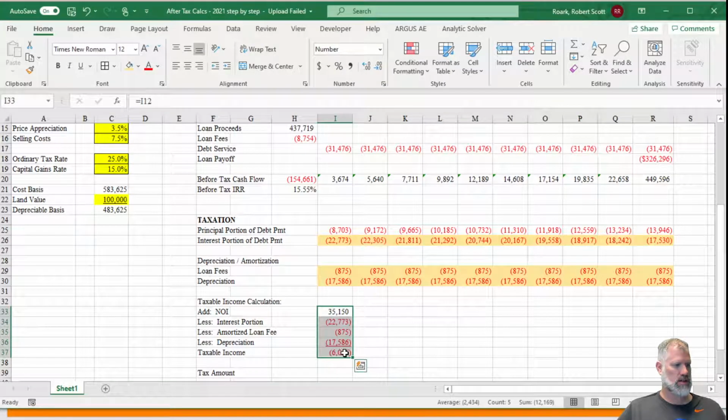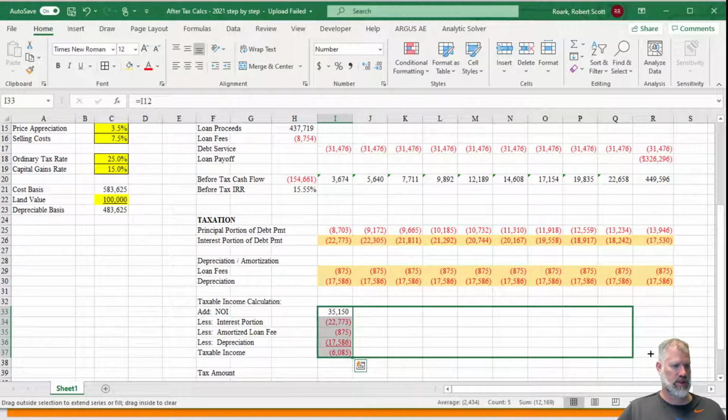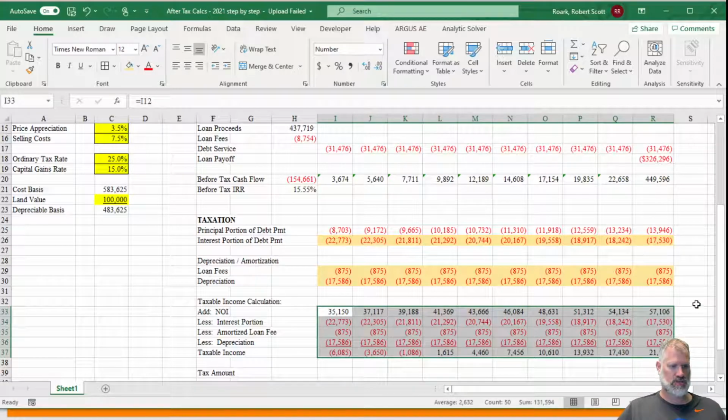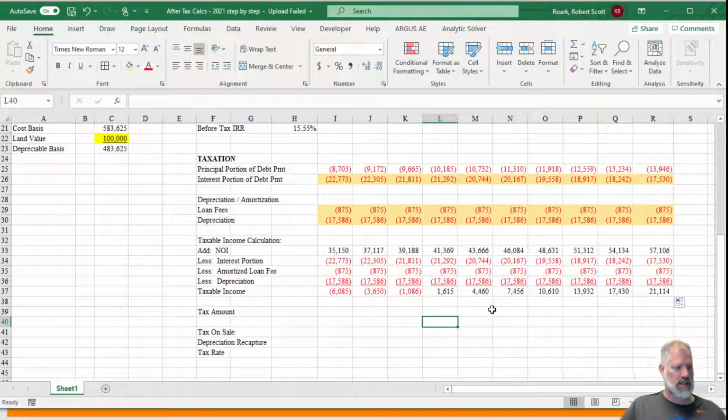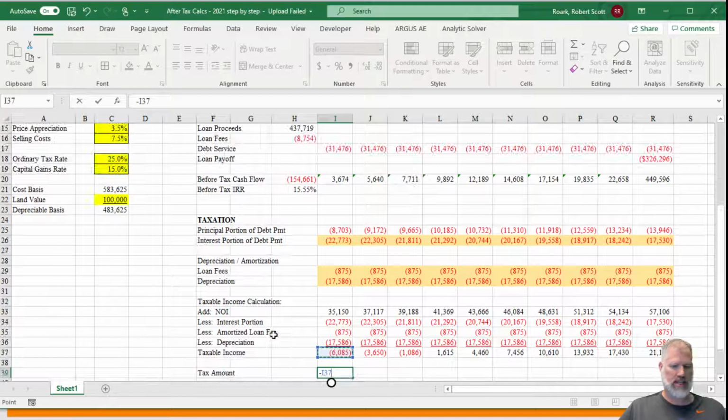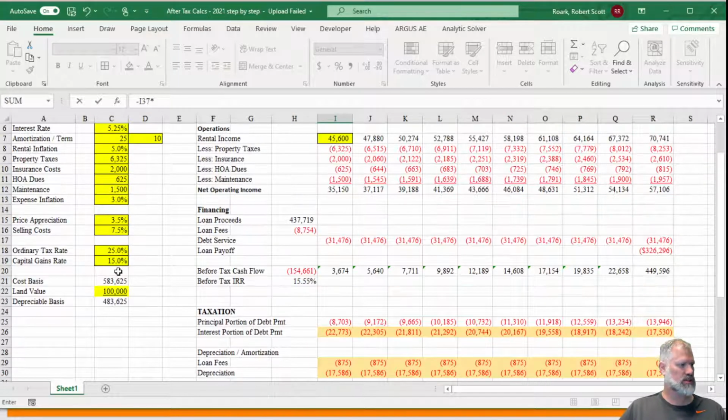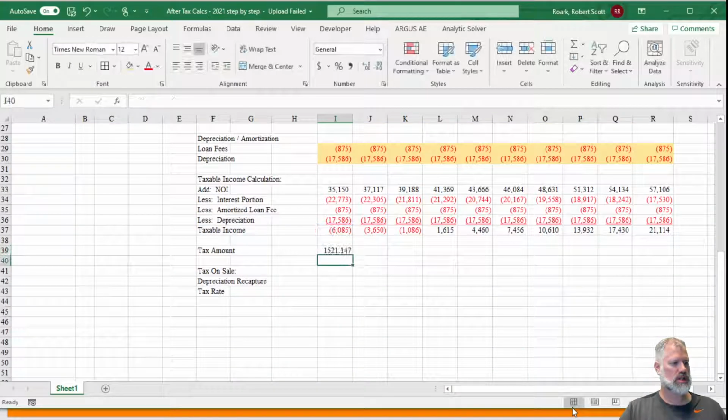Let's go ahead and go across all of these things, and hopefully we're not going to have any absolute formula issues, and we don't. So you can see how our taxable income changes over time. It grows until the final year when we have $21,000 in taxable income. Our tax amount is going to be the negative of this number times our tax rate, and in particular times our ordinary tax rate. So that's given up above. Let me F4 it to lock it in.